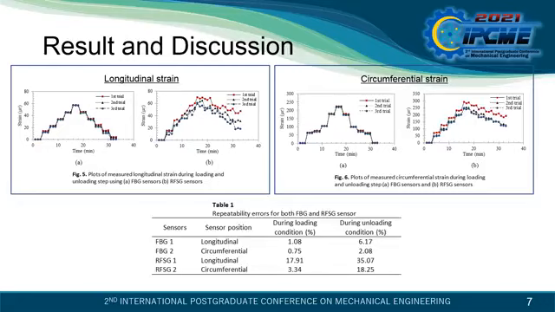However, higher repeatability errors in longitudinal and circumferential strain values were recorded by the RFSG sensor, with percentage errors of 17.91% and 3.34% for the loading condition and 35.07% and 18.25% for the unloading condition respectively. So such discrepancy in data measurement could be suspected to be because the RFSG sensor was suffering from hysteresis error.